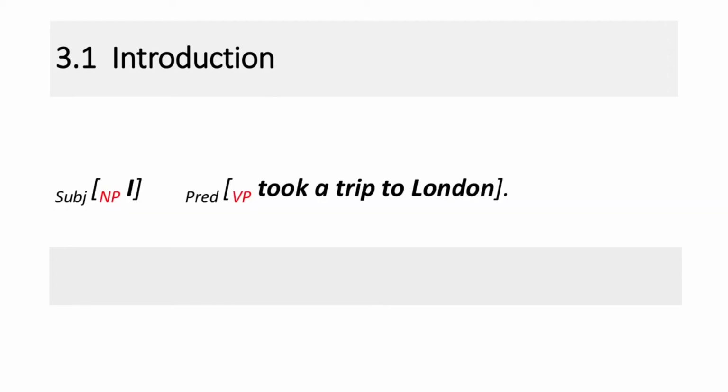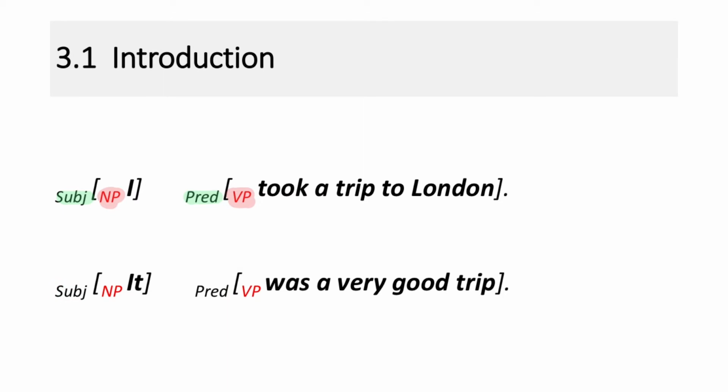To begin with, a simple sentence like "I took a trip to London" consists of the subject and predicate, which are usually NP and VP, respectively. So, in this sentence, the subject is the NP "I" and the predicate is the VP, "took a trip to London." Similarly, in the sentence "It was a very good trip," the subject is the NP "it" and the predicate is the VP, "was a very good trip."